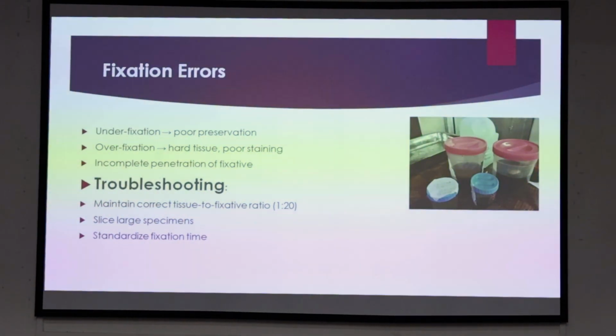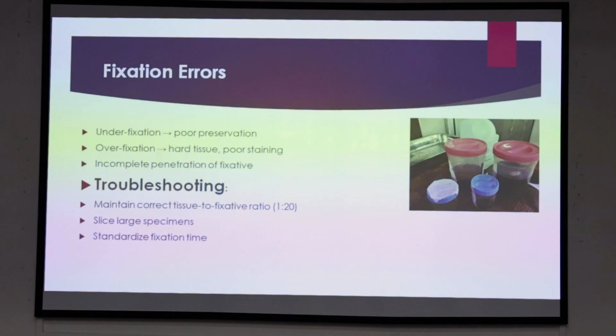Fixation errors. Since fixation prevents autolysis and putrefaction and saves the morphology of tissue, if this tissue is underfixed, it will be poorly preserved. And the basic cause for this is low formalin concentration. You need to maintain the 1:20 ratio or at least 1:10 ratio of tissue to formalin.